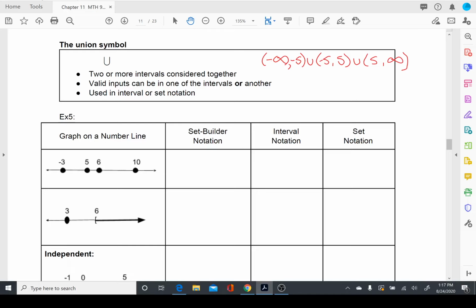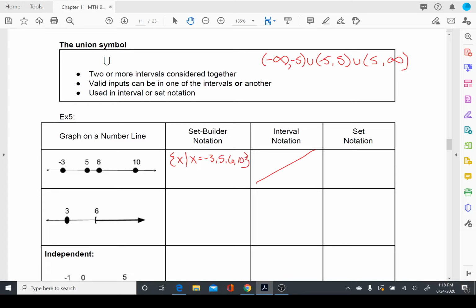And you can use this U symbol in interval notation or set notation. I'm going to demonstrate below a few more ways that you can write domain, and a few of them will use this union symbol. This first one is a set of points, so it's not an interval. So I'm not going to write this one in interval notation. I will demonstrate it in set builder notation. That looks like this: the set of x such that x equals, and we'll just list the individual elements.